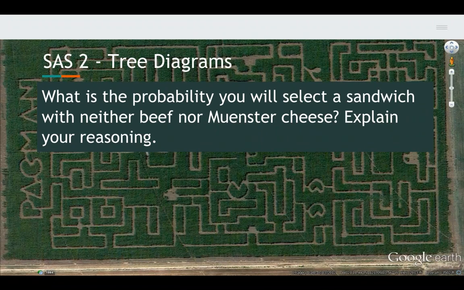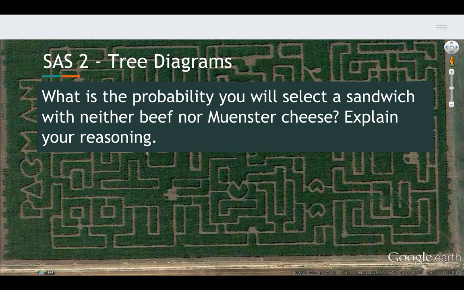So what is the probability of selecting a sandwich with neither beef nor Munster cheese? Well, neither beef is 2 out of 3, because there's 2 meats, that's ham or chicken. So neither beef means there's 2 out of the 3. Either bread doesn't matter, so it's 2 out of the 2. And then Munster cheese is 1 out of 4. So 2 breads, 2 cheeses, and only 1 seasoning thing.